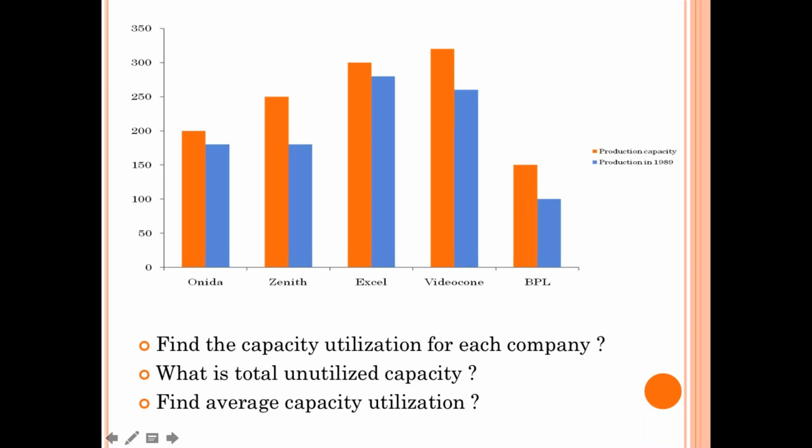What you have to do is find the capacity utilization for each company. What is the total utilized capacity? Find the average capacity utilization, right? Please try to do this. Find the capacity utilization. So you do the first question only. You can skip these two questions because we are not doing this today. We are doing percentages. Then you talk about the percentage unutilized capacity, right? One is the capacity utilization for each company, and the second question is percentage unutilized.